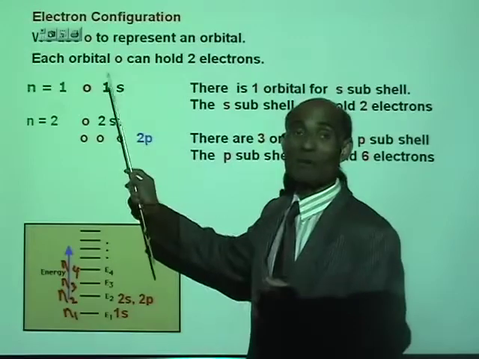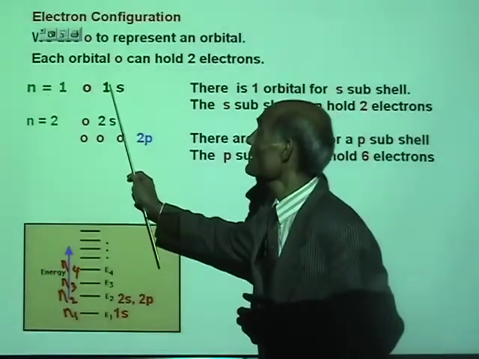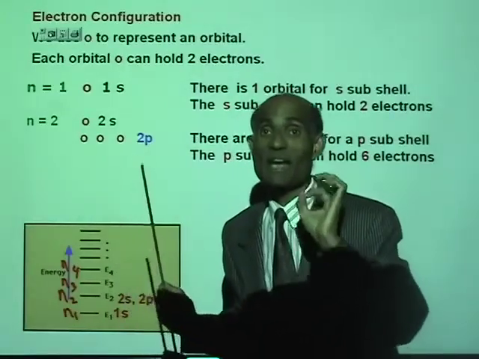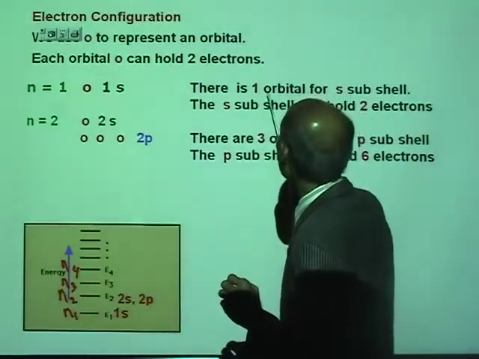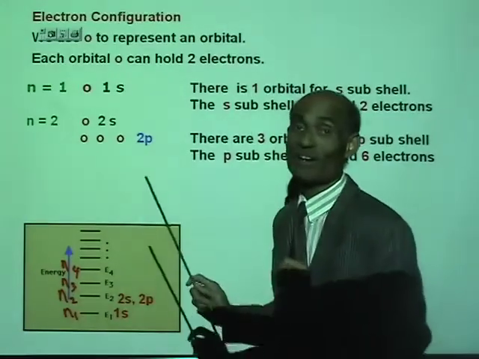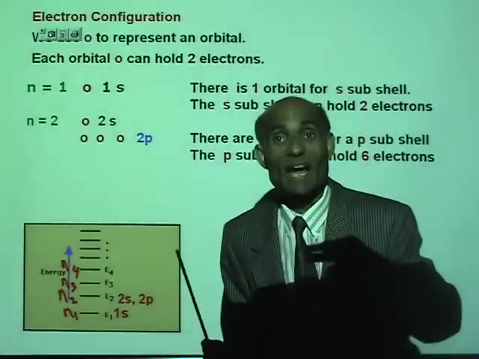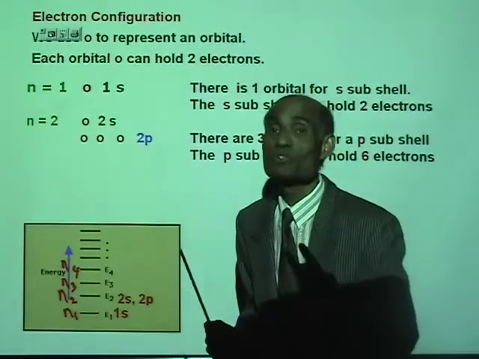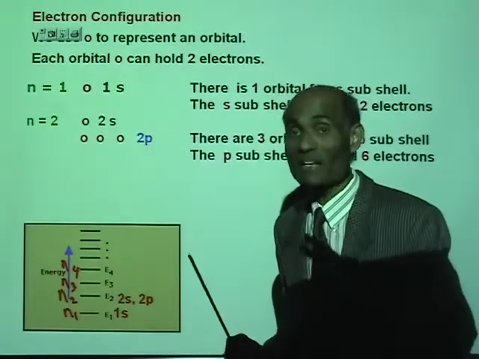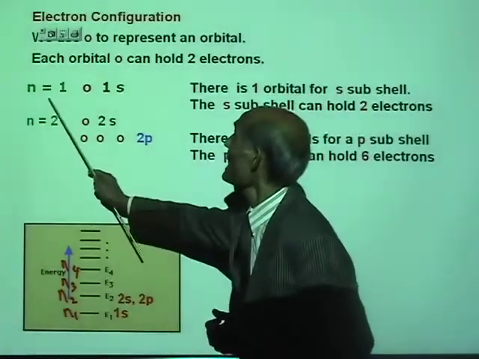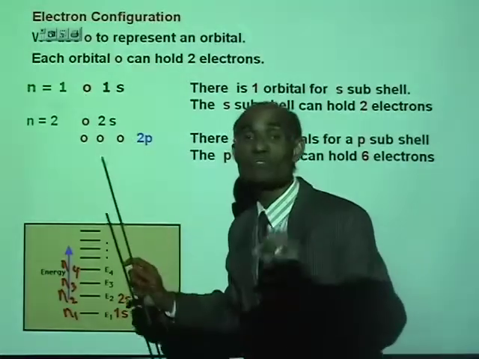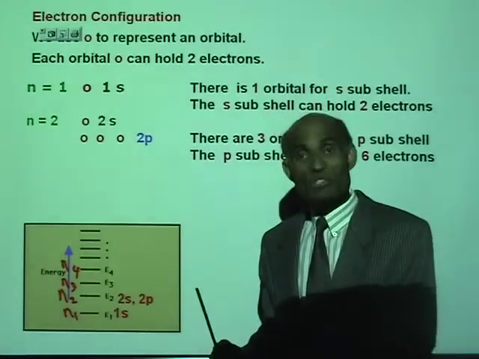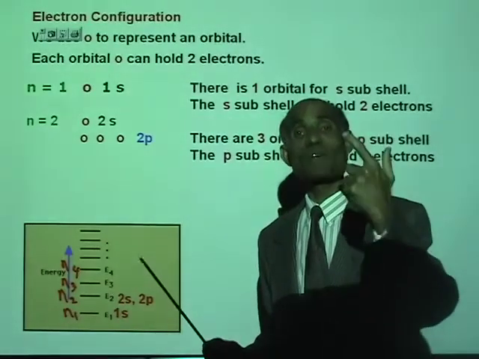Let's go back one more time. N equal to 1 can only have an S subshell. And an S subshell can only have 1 orbital. And remember, each orbital can have 2 electrons. Can have, it doesn't mean it has to have. 1 orbital can have 2 electrons. So, n equal to 1 can contain 2 electrons. The energy level n equal to 1, the ground state, can contain 2 electrons.